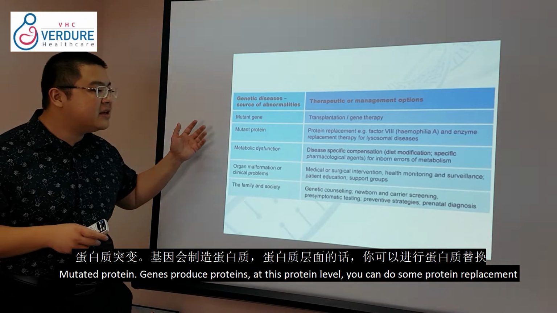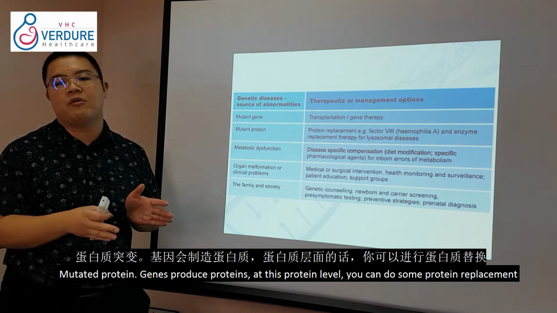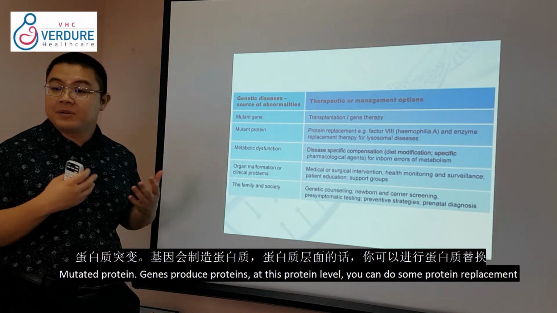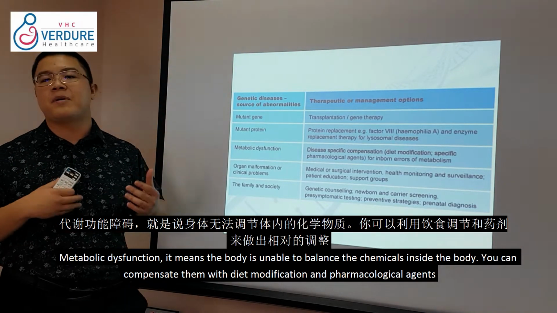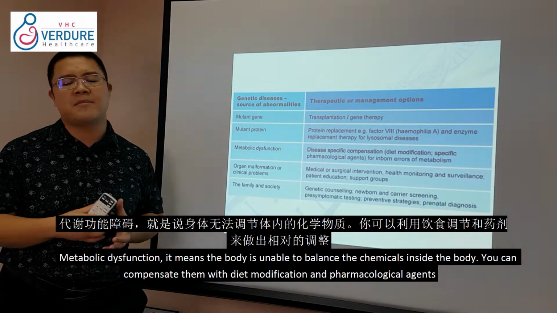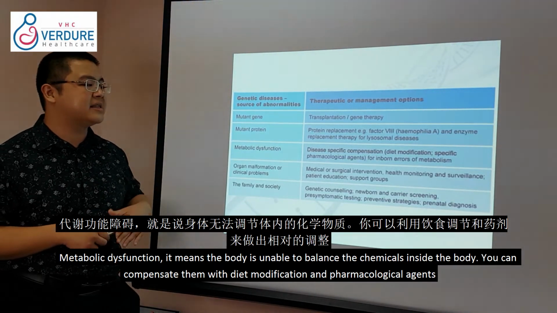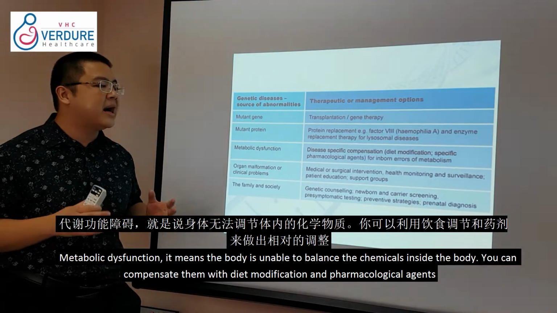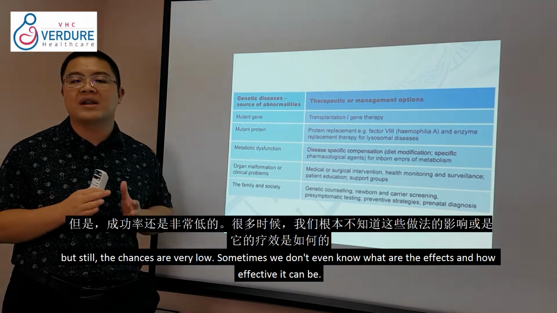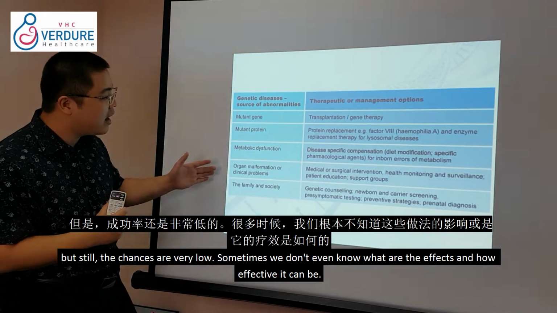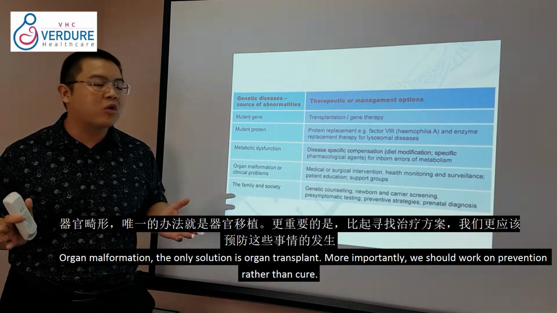So for a mutated protein, because genes produce protein, at this protein level you can actually do some protein replacement. Metabolic dysfunction, meaning the body cannot balance the chemical inside it, you can compensate with some diet modification and some pharmacological agents, but the chances are still very low, and sometimes we don't even know what the effects are and how effective it can be. For organ malfunctions, the only possible solution is an organ transplant.